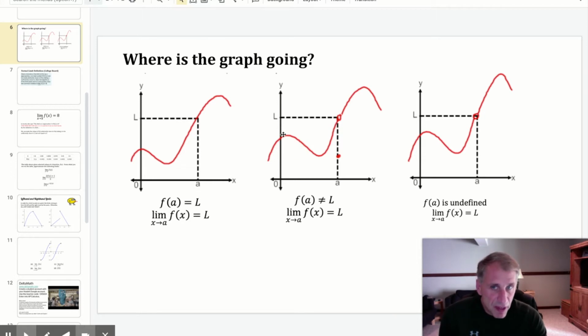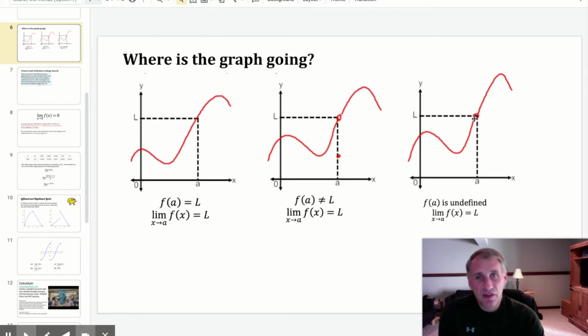On the second graph, the function is again going towards L. So if we're traveling along this red graph, we're going towards L as x gets closer and closer to a. At a, though, our function's doing something a little different here. Our function is not at L. It's defined to be this point down here that is significantly less than L. So our function doesn't necessarily have to equal what the limit is. So our function at a doesn't have to equal the limit as x approaches a.